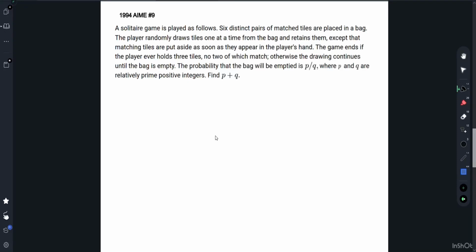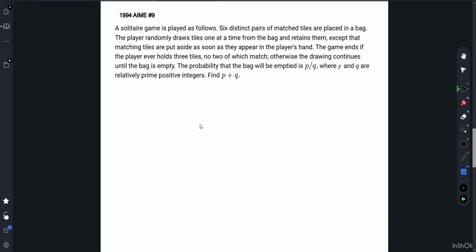Hello guys, today we're talking about the 1994 AIME Problem 9. A solitaire game is played as follows. 6 distinct pairs of matched tiles are placed in a bag. The player randomly draws tiles one at a time from the bag and retains them, except that matching tiles are put aside as soon as they appear in the player's hand.